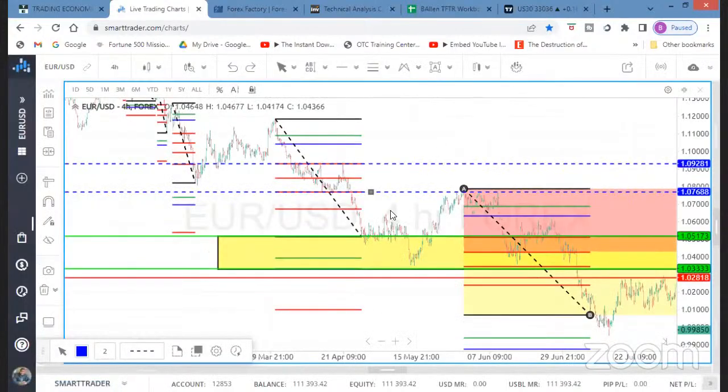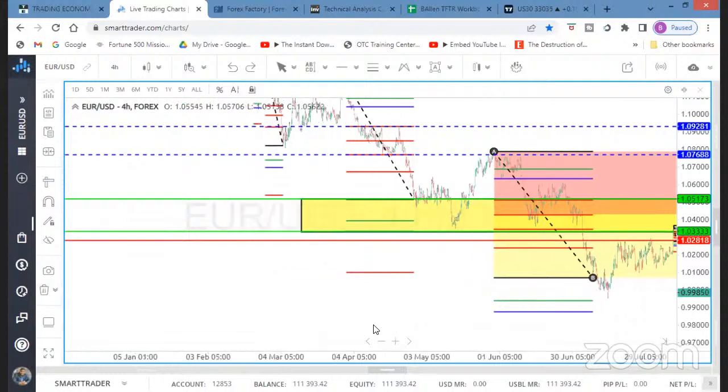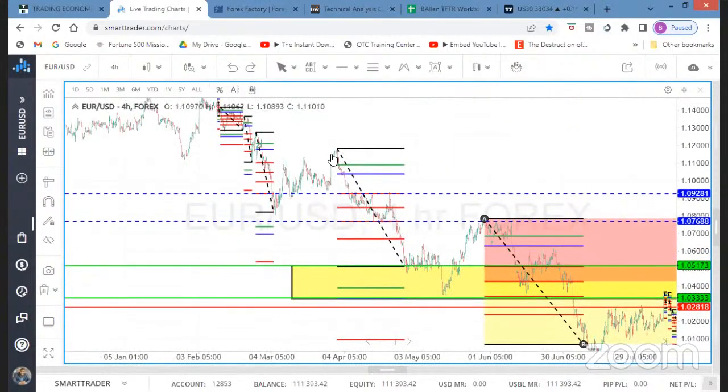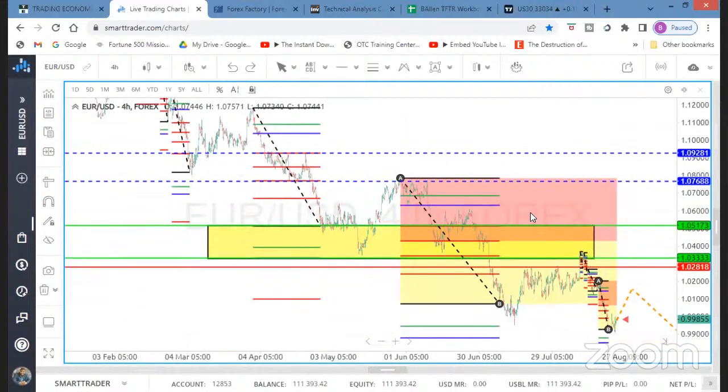38.2, 61.8. They got me to target 1 before it continued. That's typically what you're trading when you're trading harmonics. Those types of setups. Reversals, you're trading reversals, which is what we do. There was another one there. Okay, that's it.